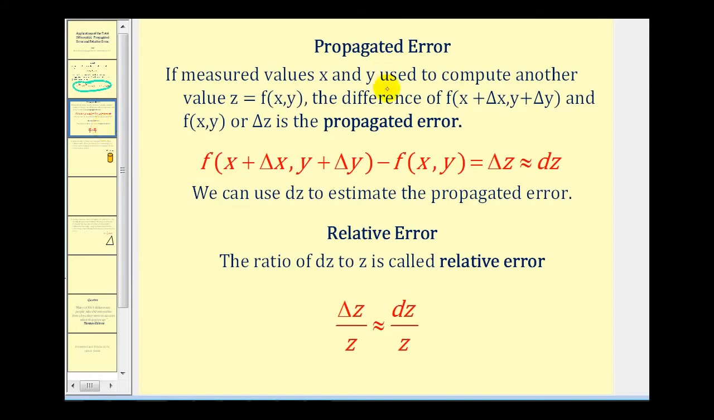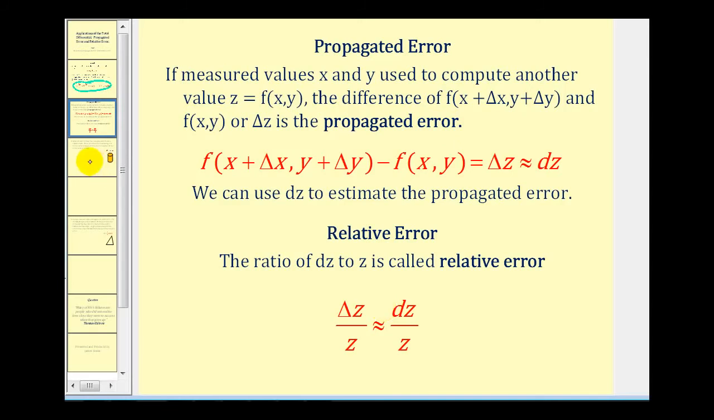If measured values of x and y are used to compute another value z, then the difference of the function values, or delta z, is called the propagated error. In order to estimate the propagated error, we can use differential z instead of the true delta z. And relative error is very closely related to this. The ratio of delta z to z, which is approximately equal to differential z divided by z, is called the relative error. And this value will give us a percent of error rather than just a numerical value which we get from the propagated error. So it gives us a better idea of whether the amount of error is acceptable or not.